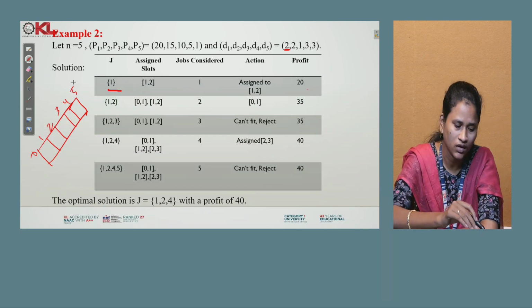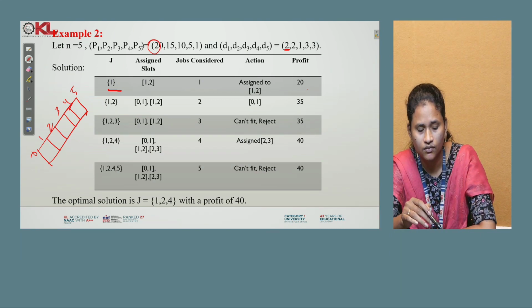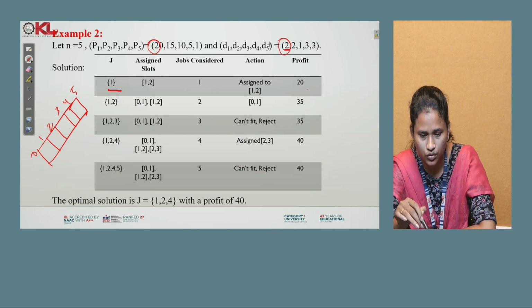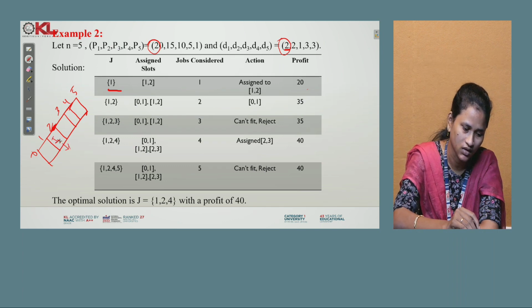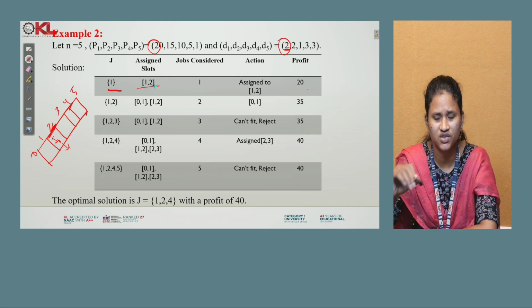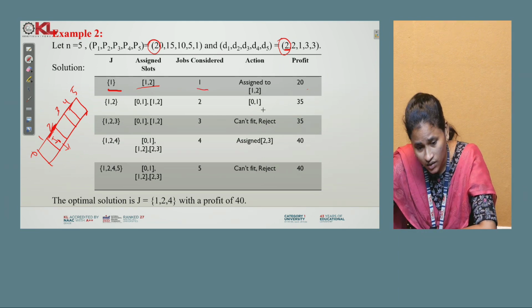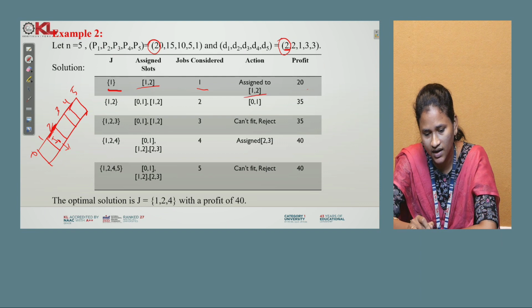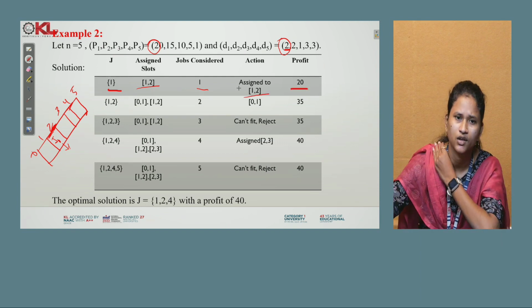Okay, so one profit value is 20 and the deadline value is 2 here. From the 2, we have to look at the left side part, so we can do job 1 here. The slot is 1 to 2, so that slot name will be mentioned here. What is the job considered here? First job we have considered and assigned to the slot 1 to 2 in the Gantt chart. And the profit value for that one is 20.